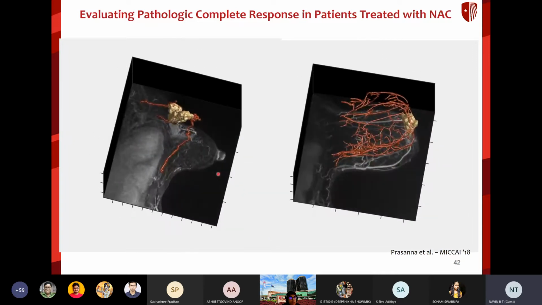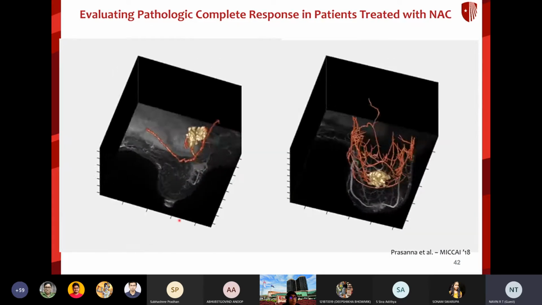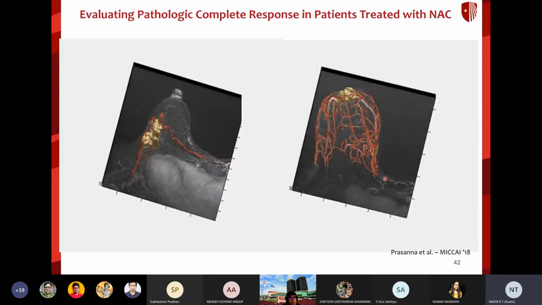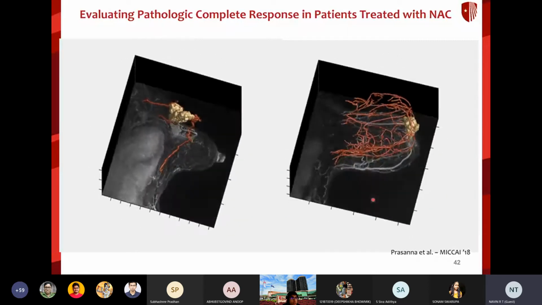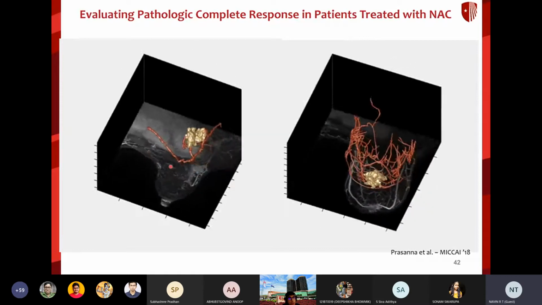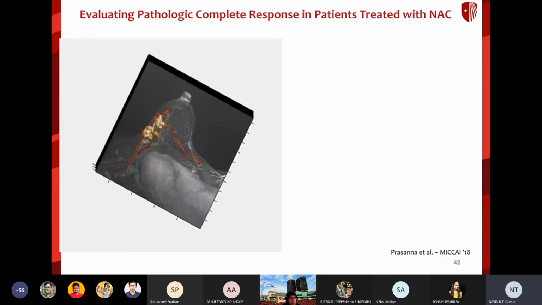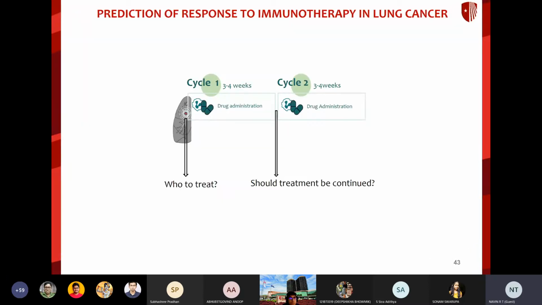So here's an example of two patients. The first patient responded to neoadjuvant chemotherapy, and the second patient did not respond to neoadjuvant chemotherapy, and we can clearly see that the patterns of vasculature are very different across the two patients. Now, coming back to the problem of immunotherapy that I discussed a couple of slides ago, the two most important questions are who to treat and should the treatment be continued.